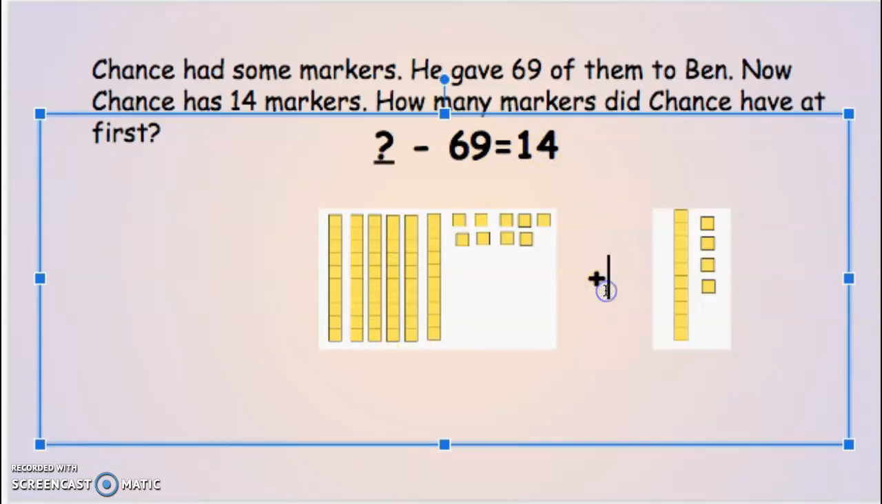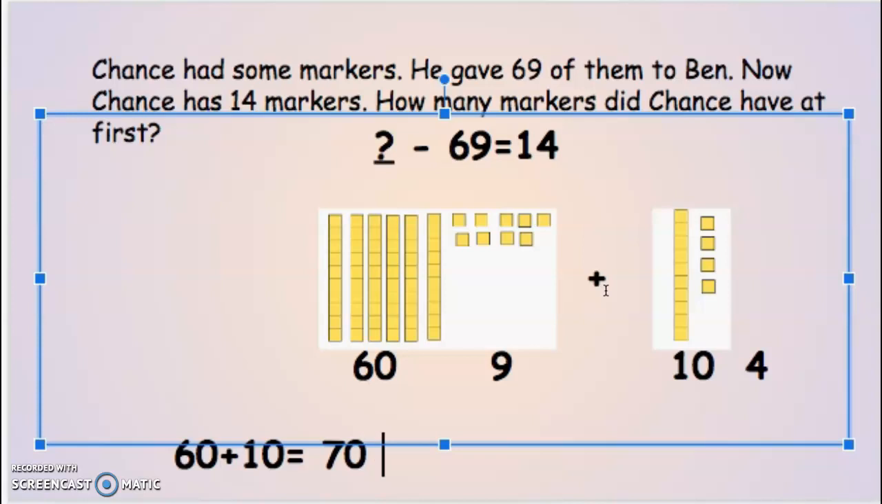So if I add 69 and 14, I know that there are 60 tens over here, because if I break apart, here's 60, and then there are 9 ones. Over here I have 1 ten and 4 ones. So if I add 60 plus 10, because I'm going to add my tens together, I get 70. And if I add 9 plus 4 together, I get 13.